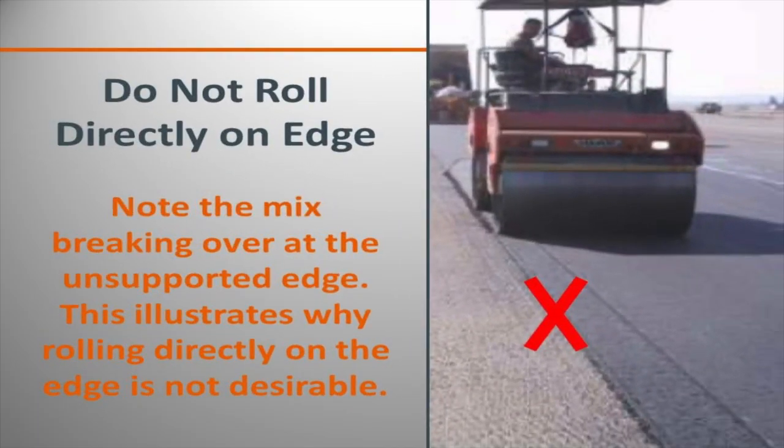We do not want to go 6 inches off and then come back right on the joint. We don't want to do that because now all we're going to do is probably create, especially if the mix isn't at the right level, a worse joint than what we had before.